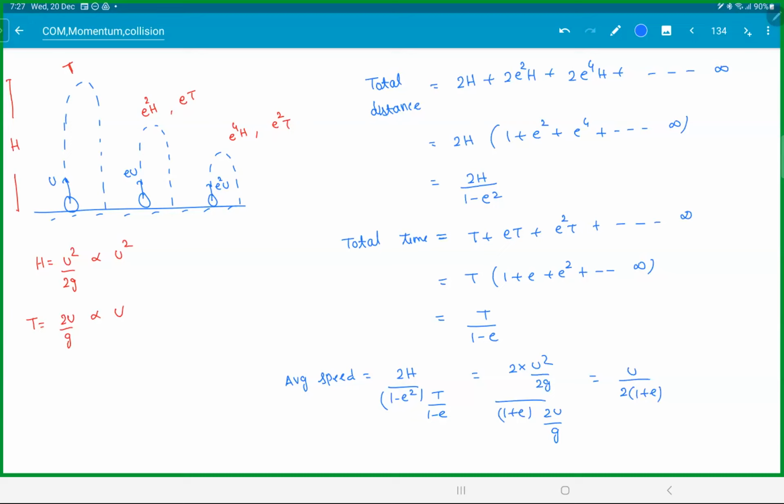If e is equal to 1, your time also will be infinity, and distance also will be infinity. So basically you're getting two large numbers. The ratio is constant. Distance will be infinity, time will be infinity. But when you divide them, you get a finite value. Average speed. Have a look at this. Clear?